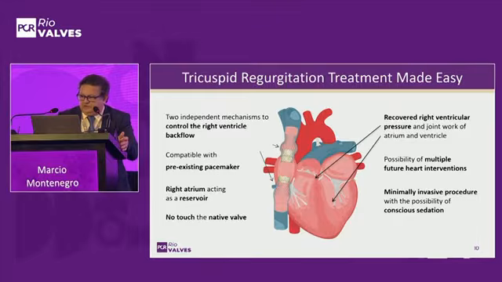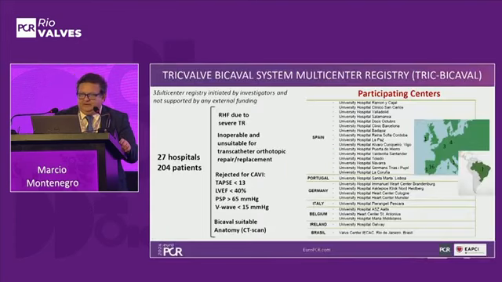A minimally invasive procedure with the possibility of conscious sedation, and now with free contrast. This registry, as I said, has 27 hospitals with more than 200 patients. We were, in our institute, the only hospital in the Americas that has participated in this study.